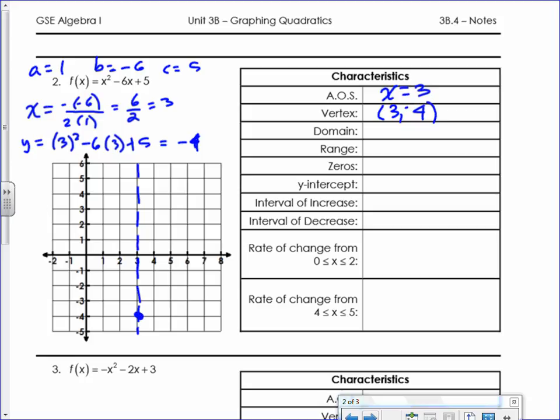But I can't draw the parabola yet. We have to get a little more information so we know, is this going to be a very wide parabola or a more narrow parabola? And so let's get some more values.